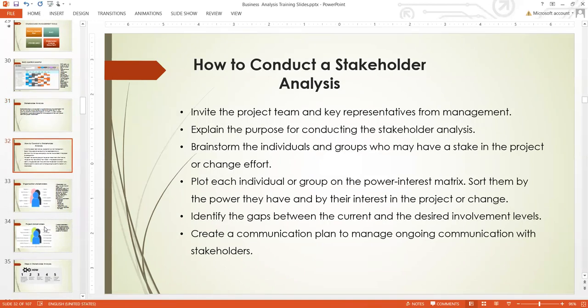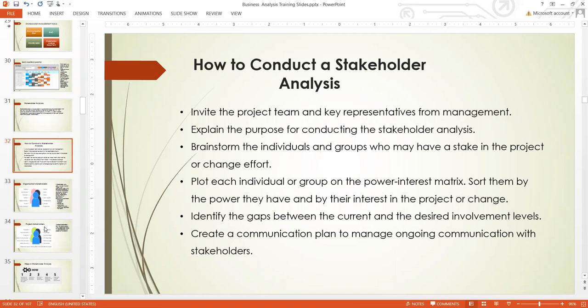To conduct a stakeholder analysis, the first thing to do is to invite the project team and the key representatives from the management. Explain the purpose for conducting the stakeholder analysis. Brainstorm the individuals and groups who may have a stake in the project or the change efforts. Plot each individual or group on the power interest matrix. Sort them by the power they have and their interest in the project or change.